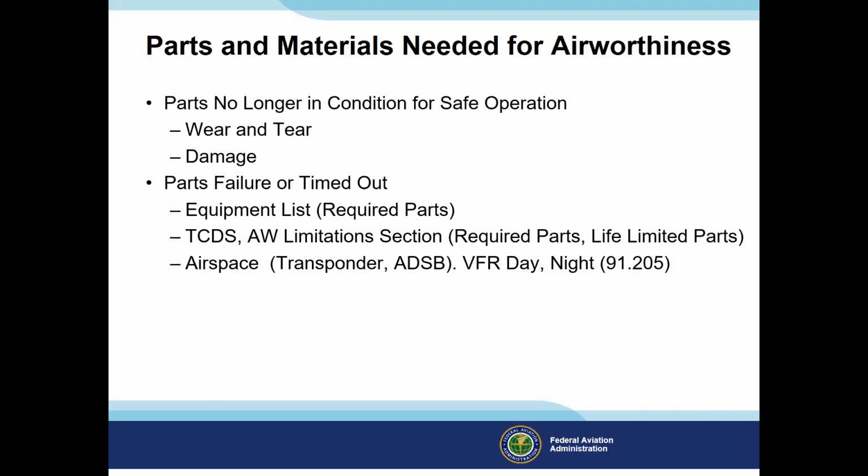Look at the equipment list. Required parts need to be there. And also the type certificate data sheet, airworthiness limitations section. Also, airspace can require certain parts and equipment, for instance, transponder, ADS-B, and VFR day equipment under 91.205.